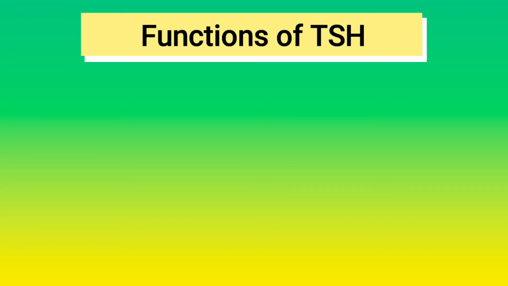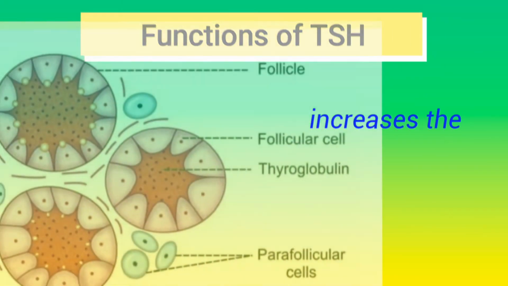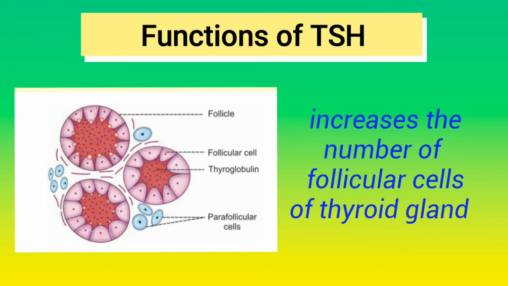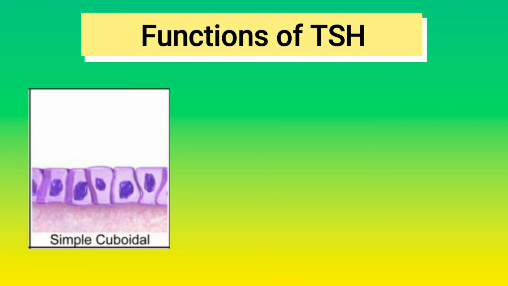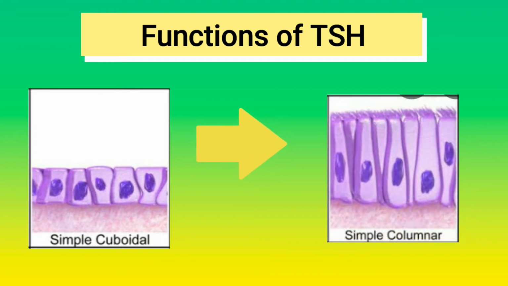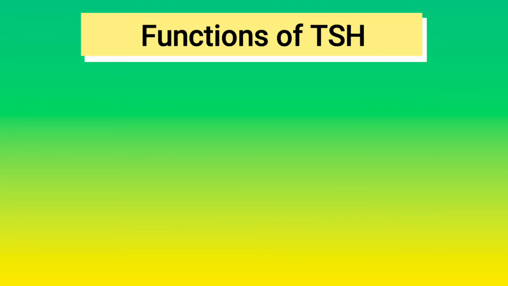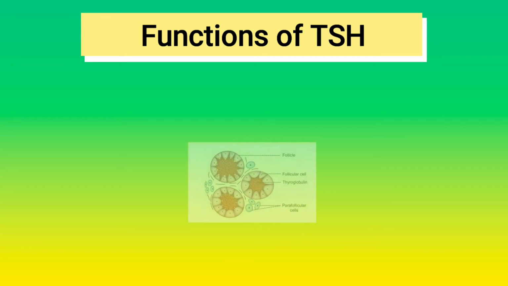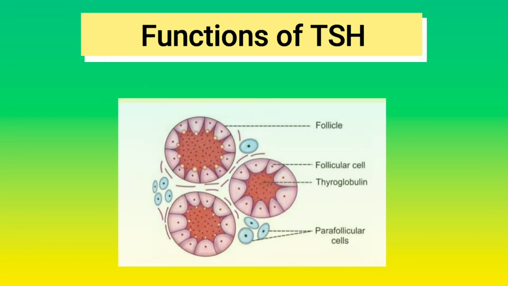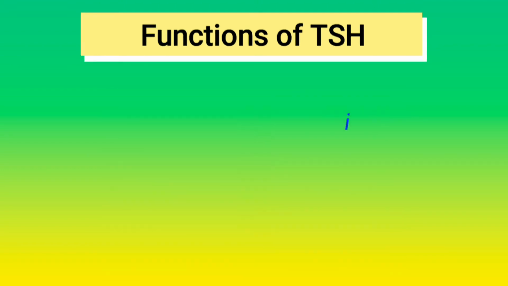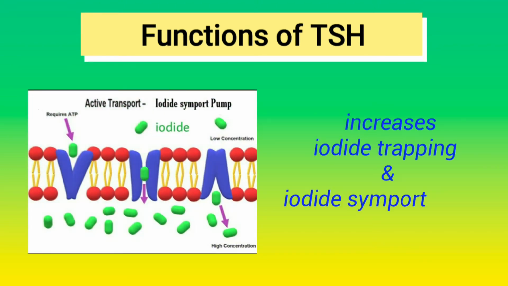Number 1, it increases the number of follicular cells of the thyroid gland. Number 2, it increases the conversion of cuboidal cells into columnar cells inside the thyroid gland, thereby it causes the development of thyroid follicle. Number 3, it increases the size and the secretory activity of follicular cells. Number 4, the iodide pump and iodide trapping are also increased inside the follicular cells by TSH.